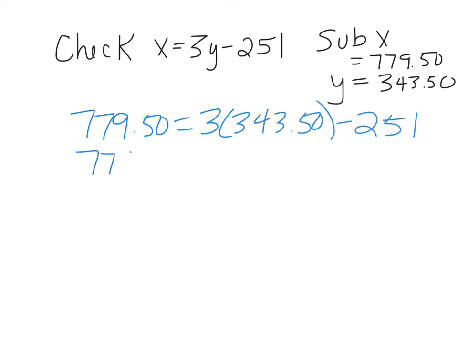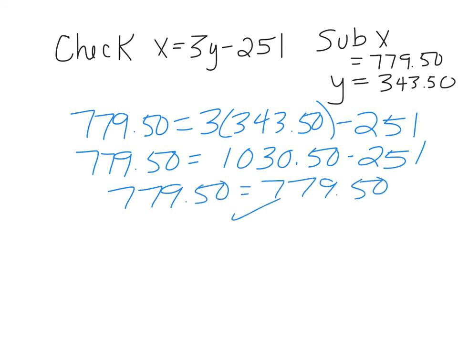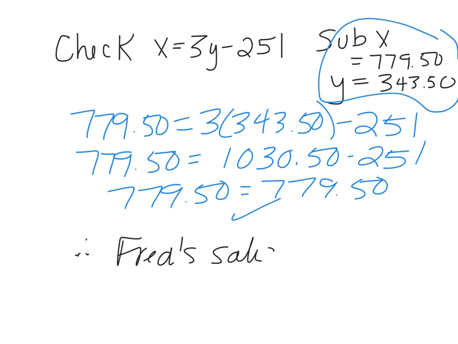So we have 779.50 is equal to $1,030.50 minus 251. That would be 779.50 is equal to 779.50. Left side equals right side. So we have verified that the values we found for our variables are indeed correct. And we can answer our question and say Fred's sales were $779.50.